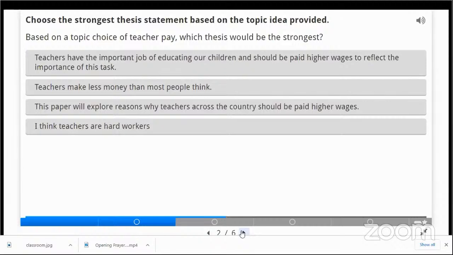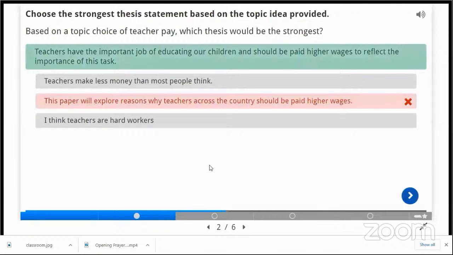Please read all four sentences and choose your answer. Number one: Teachers have the important job of educating our children and should be paid higher wages to reflect the importance of this task. Number two: Teachers make less money than most people think. Number three: This paper will explore reasons why teachers across the country should be paid higher wages. Number four: I think teachers are hard workers. What's your answer? A, B, C, or D? I think letter C, ma'am.